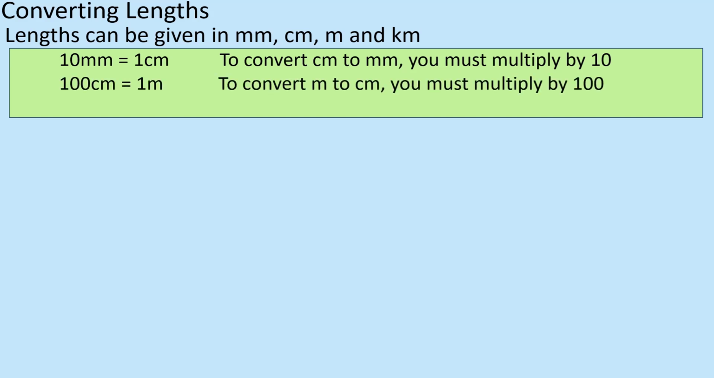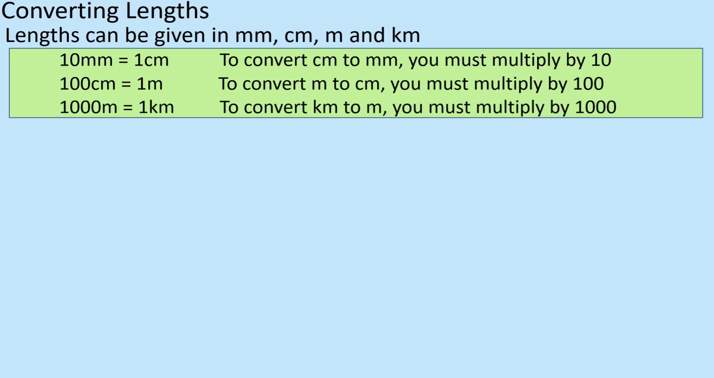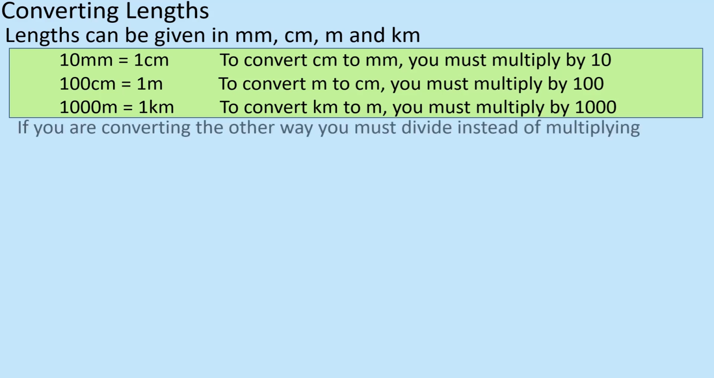There are 100 centimetres in a metre. So to convert metres to centimetres, you multiply by 100. And of course, there are 1,000 metres in a kilometre. Some of the keywords to concentrate on are centi, being 100, and kilo, being 1,000, because it comes into a variety of other different aspects. So they're the conversions.